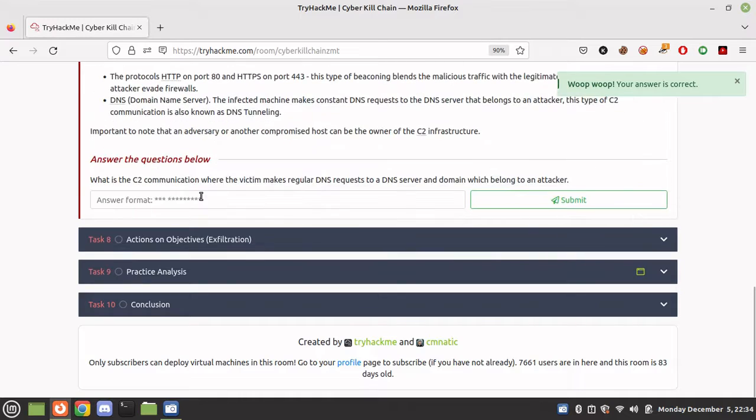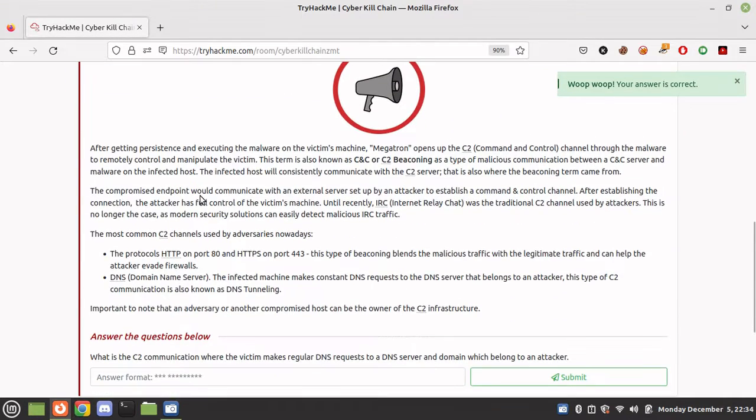In the next step, we have command and control. After getting persistent executing malware on the victim machine, the attacker opens up the C2 command and control channel through the malware to remotely control and manipulate the victim. This term is also known as CNC or C2 beaconing, a type of malicious communication between the CNC server and malware on the infected host. The infected host will consistently communicate with a C2 server. That is also where the beaconing term came from.